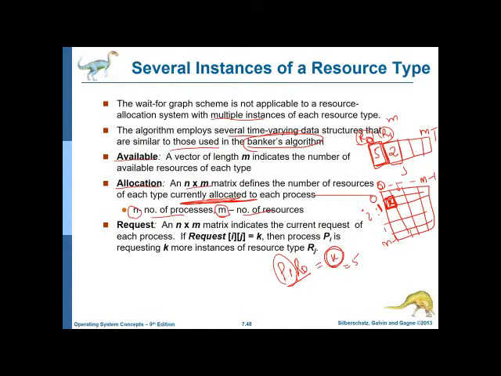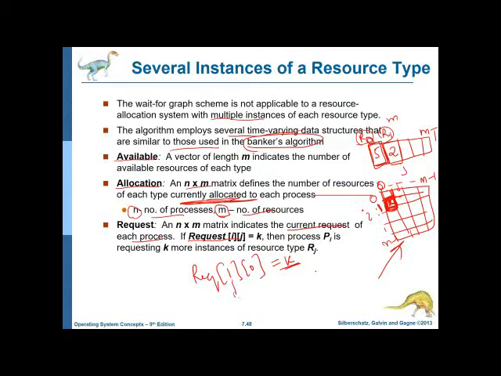Now the next one is request. Request is also an n by m matrix, indirectly a 2-dimensional array. It looks similar to this. Here also, suppose I write request of 1, 0 is equal to k. What does that mean? That is row number 1, column number 0. Now k means how much more the process requires. This n by m matrix indicates the current request of each process.